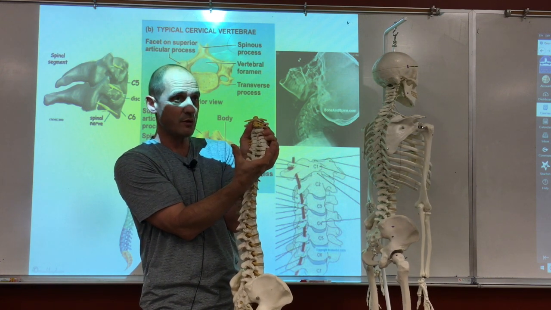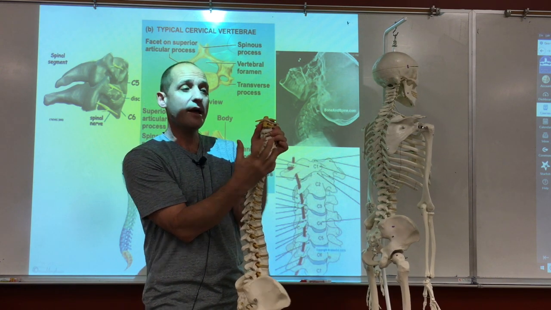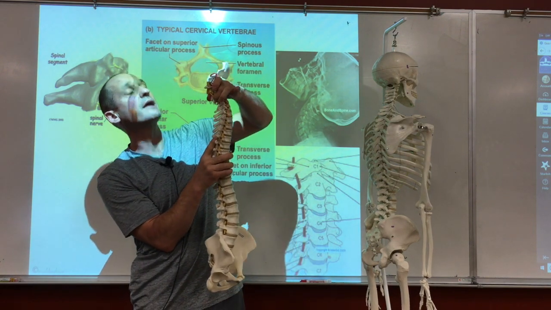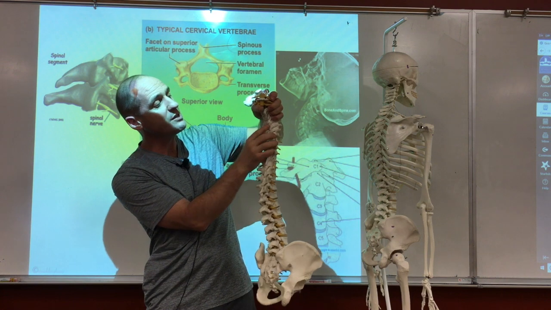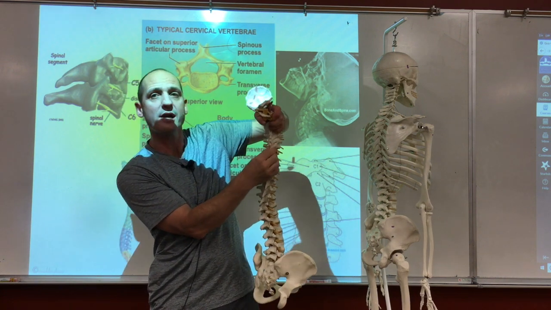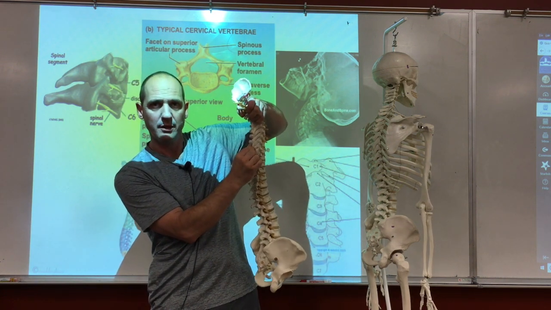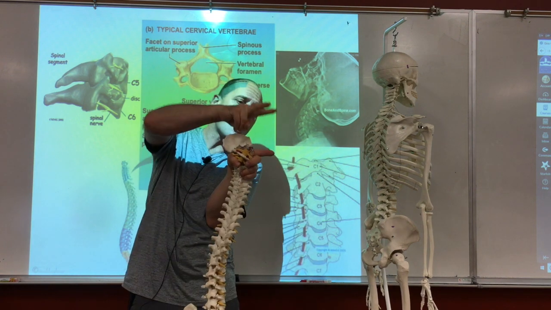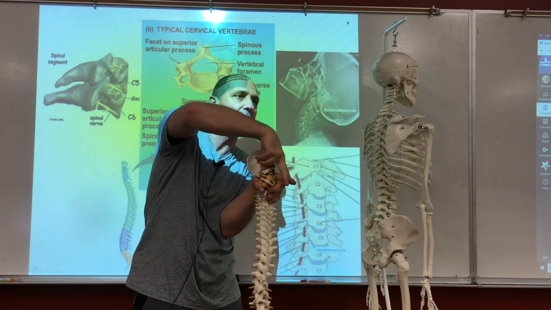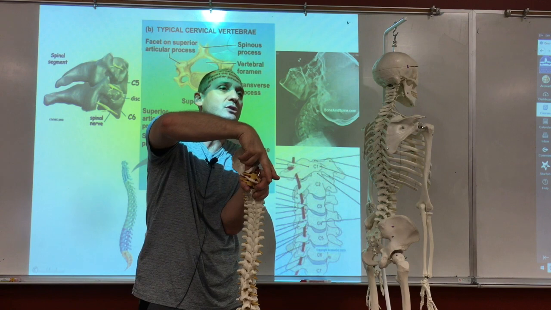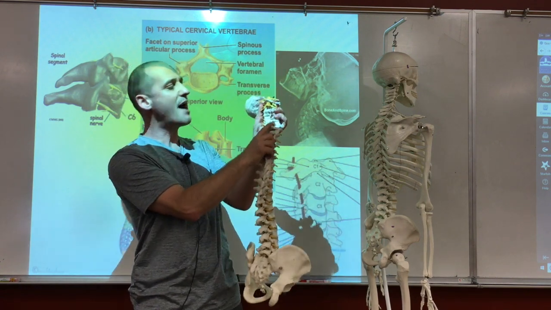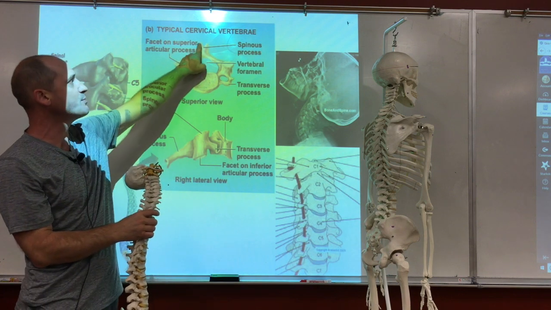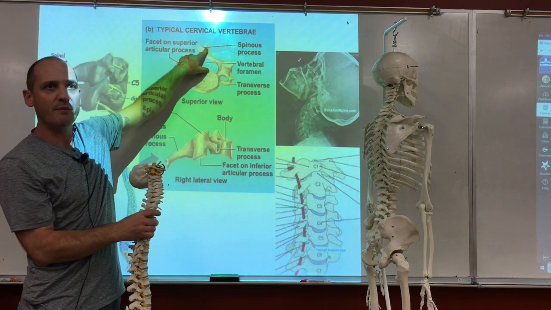And the reason why it does that is when you take the head back, if it doesn't split in two, these bumps touch each other and they're going to limit your motion. If it splits in two, the top one can sit on the bottom vertebra as it goes into full extension. So that's what this bifid process means. The spinous process is forked.